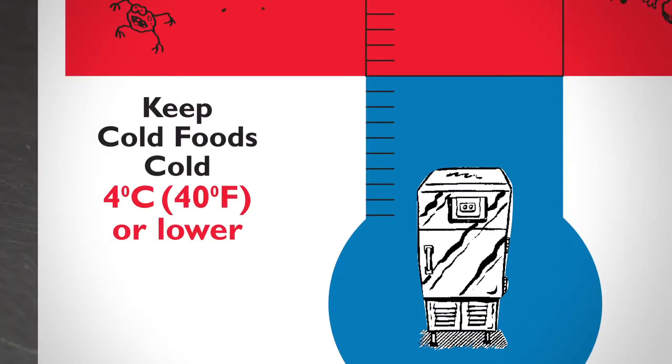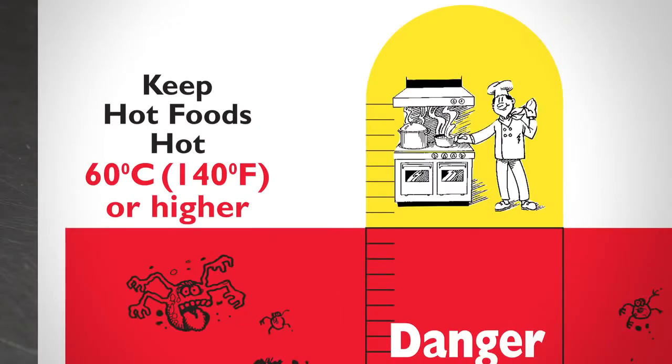An easy way to remember this is to keep cold food cold at 4 degrees Celsius or lower, and keep hot food hot at 60 degrees Celsius or higher. It's very important for the safety of your customers to keep food at the correct temperature.